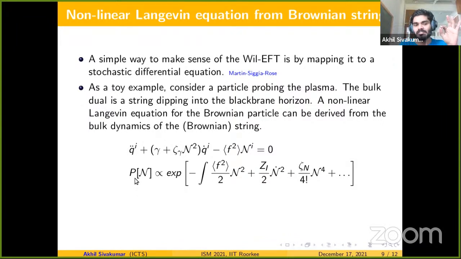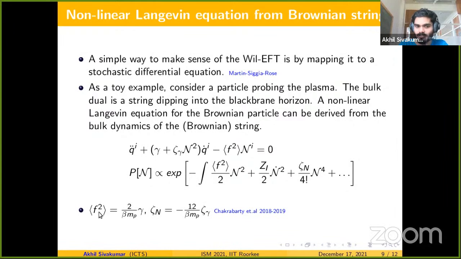And in addition to a simple Gaussian nature of the noise variable, it's no longer Gaussian. It has non-Gaussianities captured by some parameters like this, mainly zeta n, which is a non-Gaussianity parameter. And then, as in the familiar case, there's the usual fluctuation dissipation relation, which relates f², the variance of the noisy force, with the drag. Now there are additional nonlinear fluctuation dissipation relations, which relate the non-Gaussianity in the probability distribution to the nonlinearity in the dissipation, right? So how do you go about doing this in the bulk?